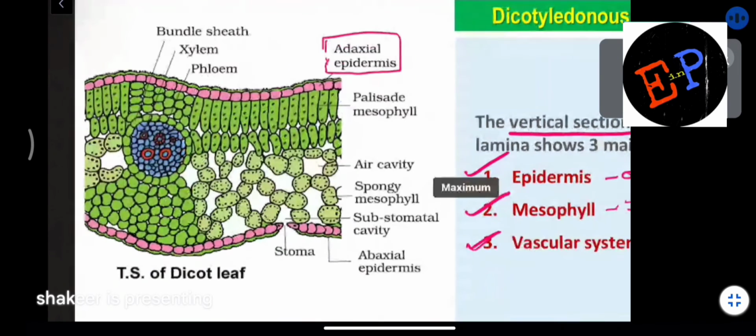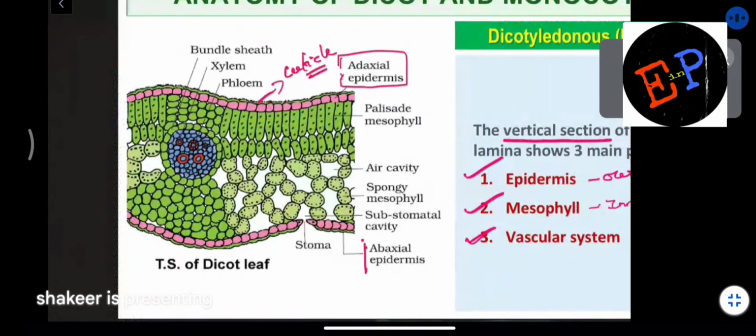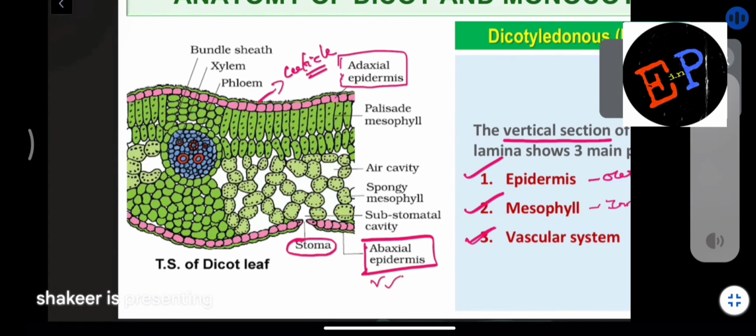Then what is the bottommost epidermis called? It is called the abaxial epidermis. And here you can find the stomata. Stomata can be found on the top of the leaves also, but they are very rare, almost zero. On the top of the leaf also you can find stomata, but very, very few. So all the stomata you can find at the bottom of the leaf; in the abaxial epidermis you will find the stomata.